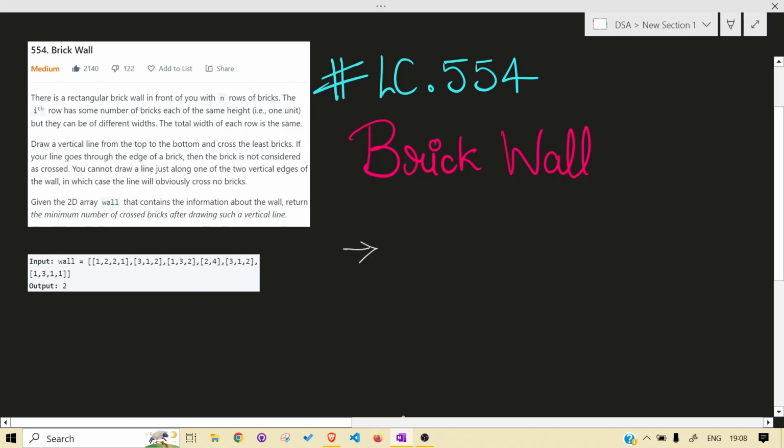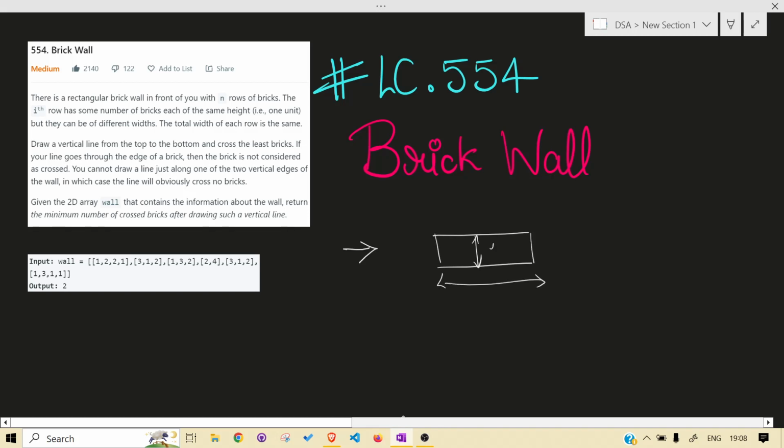What is the problem asking? You need to draw a line that passes through the minimum number of bricks. The bricks are 1 unit in height, but their length is different, and they are in n rows. What you are asked is to draw a line that passes through the minimum bricks.